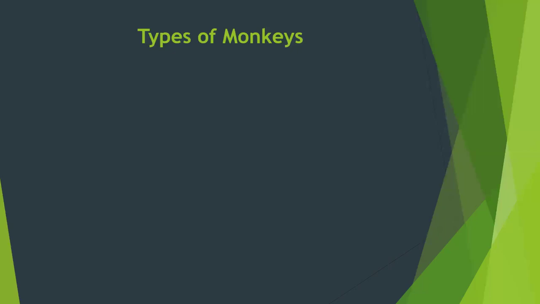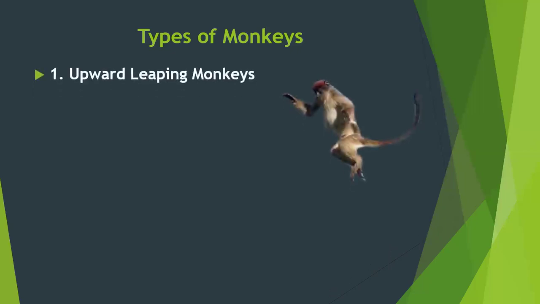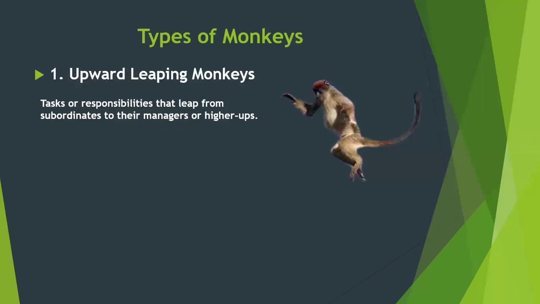All these tasks, we call them monkeys. And what are the types of monkey? I mean, the types of task, or program, or move that we undergo in an organization. Number one type of monkey is the upward leaping monkey. This upward leaping monkey is a task or responsibility that leaps from subordinates to their manager or higher up.